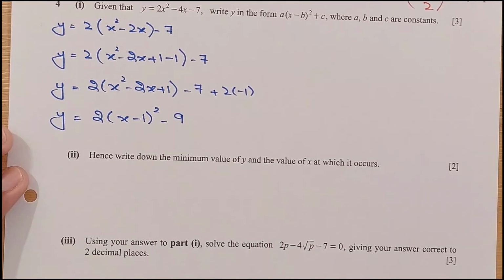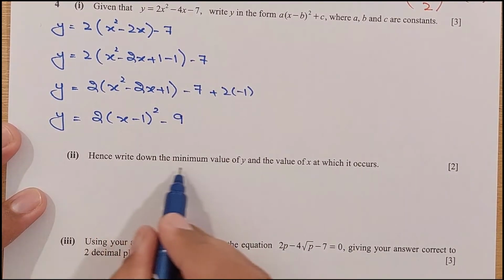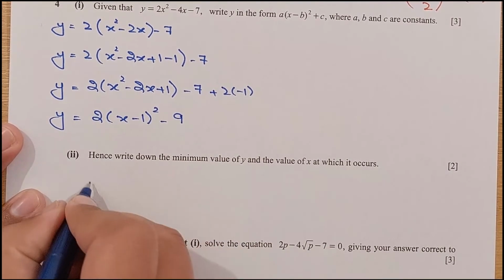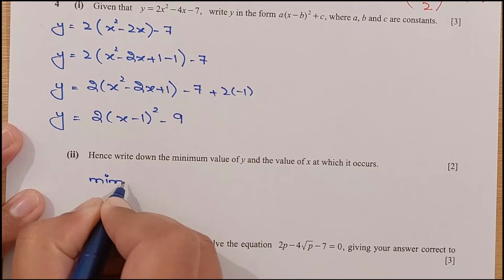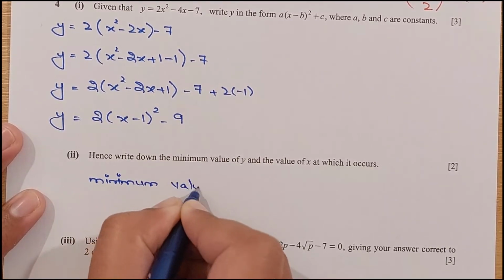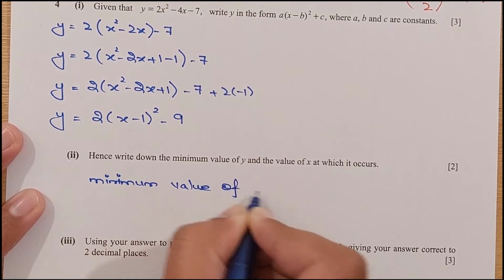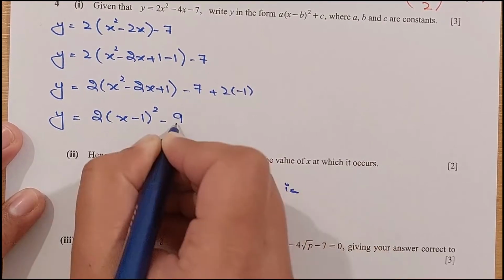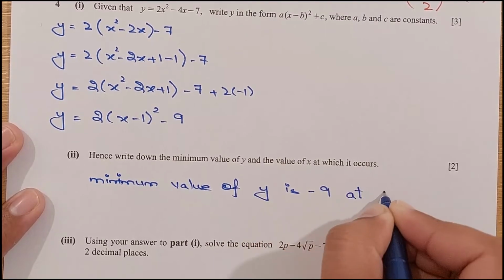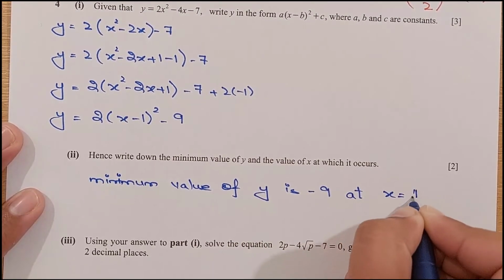Okay, now for the second part: hence find, write down the minimum value of y and the value of x at which it occurred, right? So we can say that the minimum value of y is negative 9 at x equals 1.